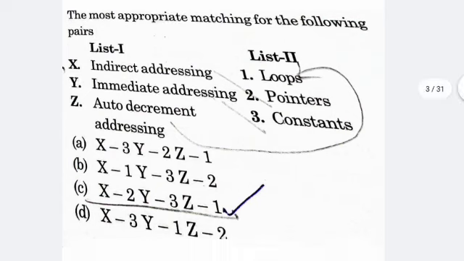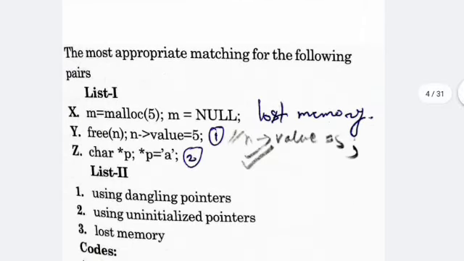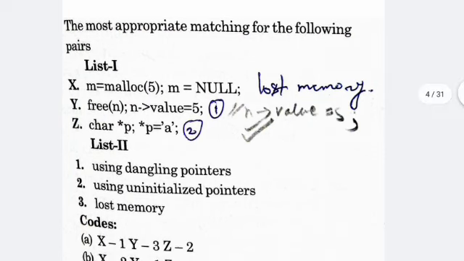Now come to the next question. Match the most appropriate of the following pairs. Here list 1 and list 2 are given. In the list, x, y, z are given: m equals malloc 5, terminate, and m equals null. So x is related to lost memory, and y is free and pointed to the value 5.